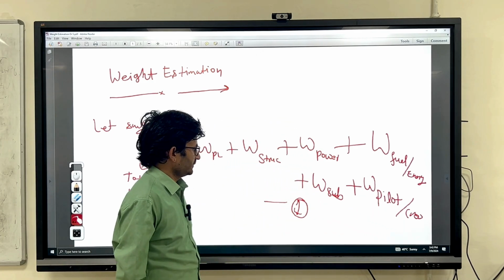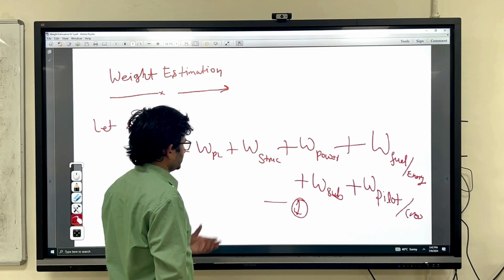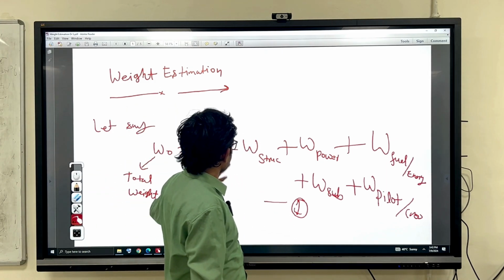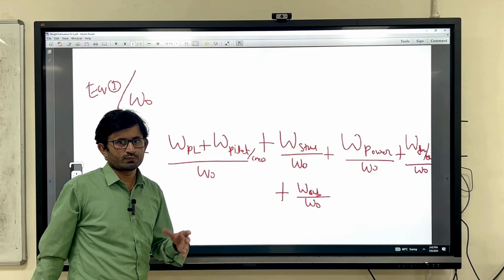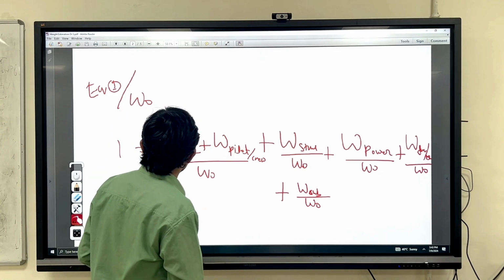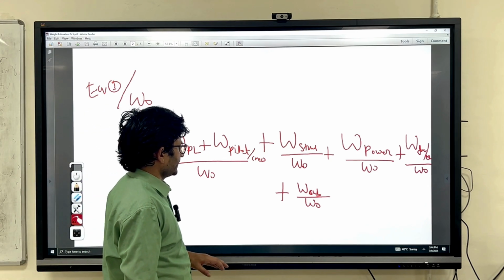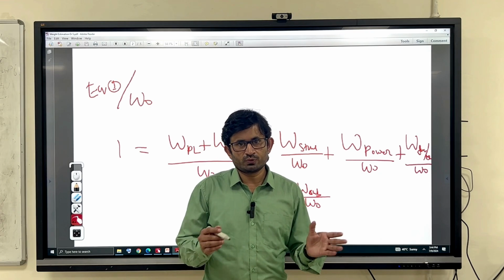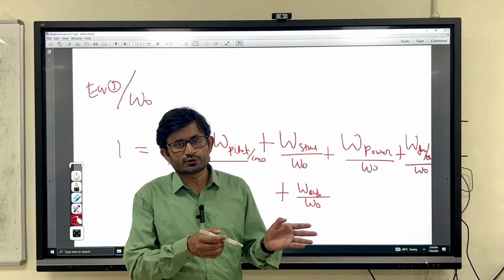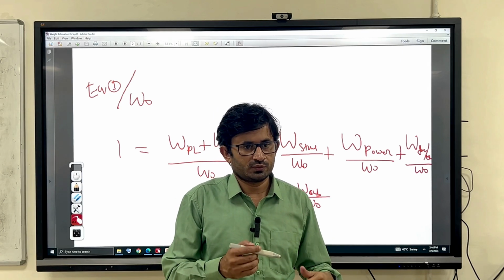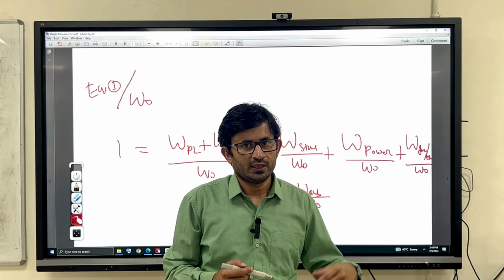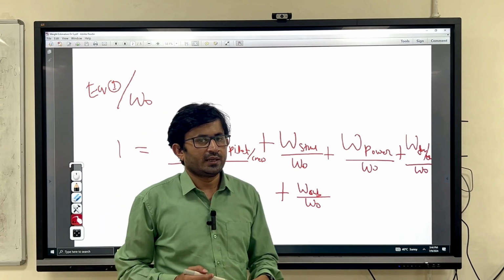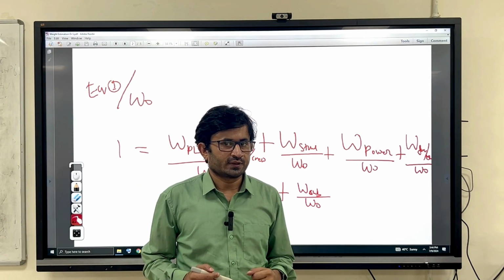Okay, so the equation which I will derive is valid for both manned aircraft and unmanned aircraft. As I already told, if you do not have any idea about individual weights, it is better to look at the historical data in order to get the ratios and plug them into this equation and finally obtain the total weight of the aircraft.